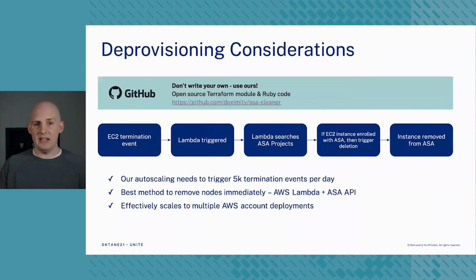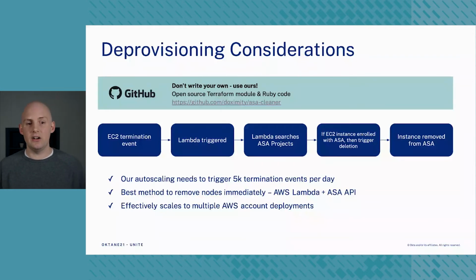So once we spin everything up, it must come down. So we had some deprovisioning considerations we wanted to look at. We wanted to make sure that as soon as a node was spun down in EC2, it would immediately be removed and not available in ASA. There's a slight lag, so we built out a tool to do it. And we've open sourced that so everyone can use it. It's on our GitHub profile, and it's called ASA Cleaner.